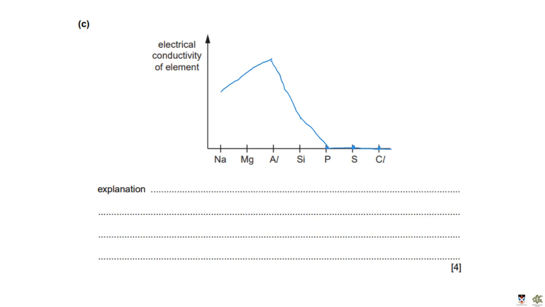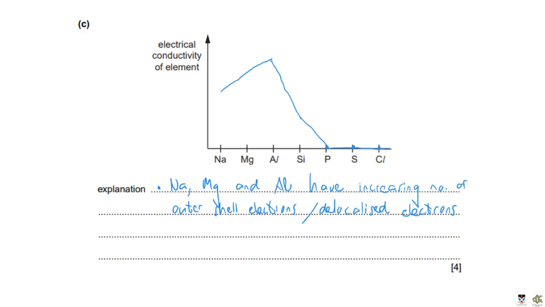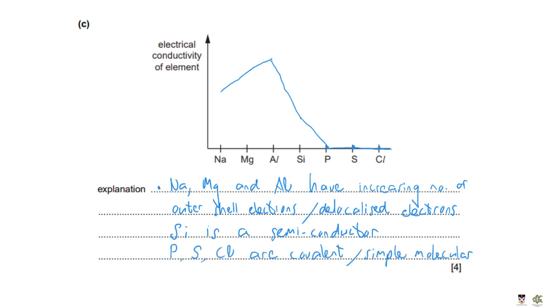So for your marking points, you're going to have to state that sodium, magnesium, and aluminium have increasing number of outer shell electrons to explain that increasing trend. Silicon is a semiconductor, and phosphorus, sulfur, and chlorine are covalent or simple molecular structures with no free electrons, therefore they cannot conduct.